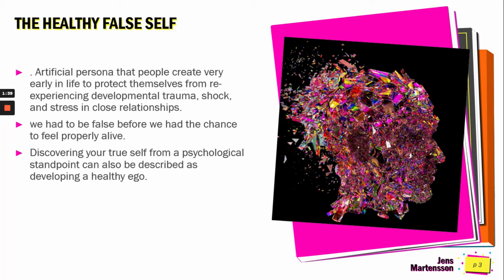So next is the healthy false self. It is an artificial person that people create very early in life to protect themselves from re-experiencing developmental trauma, shock, and stress in close relationships. So we had to be false before we had the chance to feel properly alive.